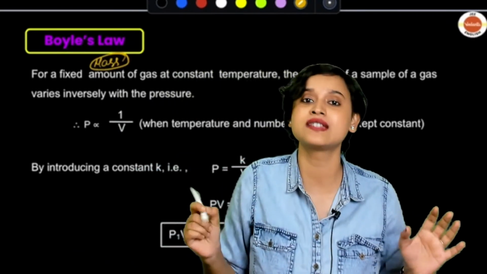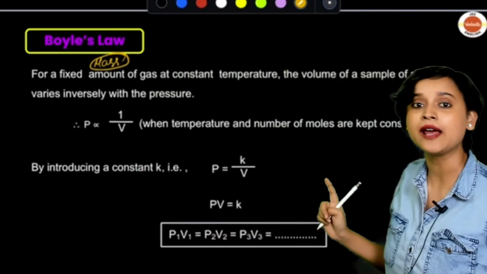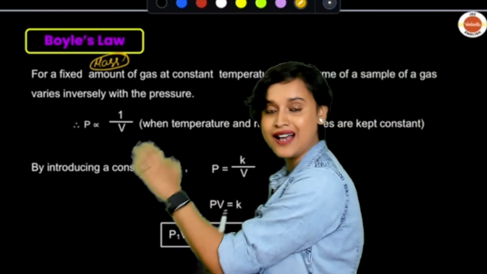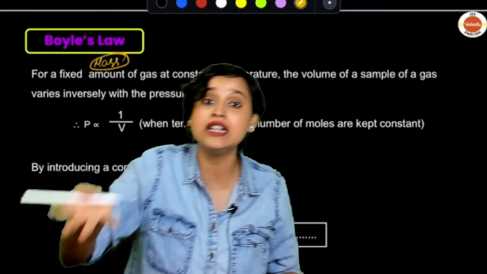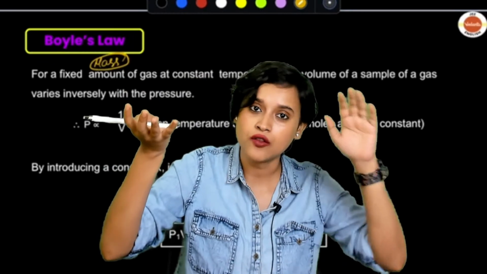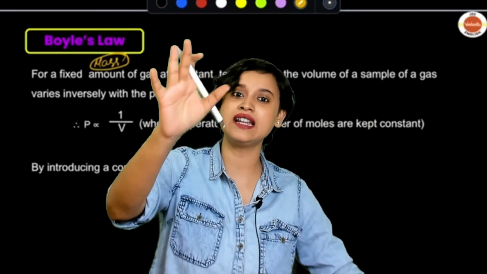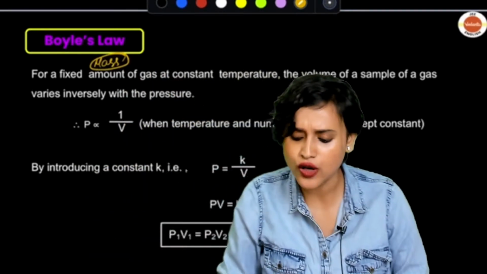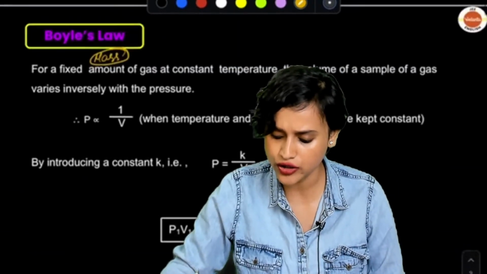So Boyle's law says that at constant temperature and at fixed mass, you will see that if you increase the pressure, volume reduces. Did you understand this? Now, how am I going to write that, everybody?